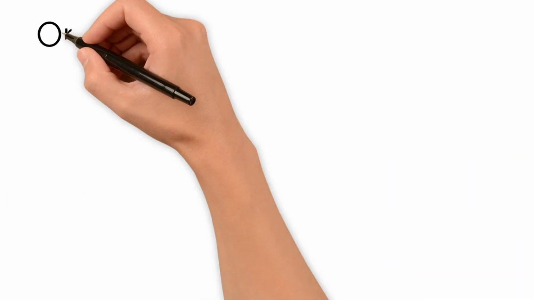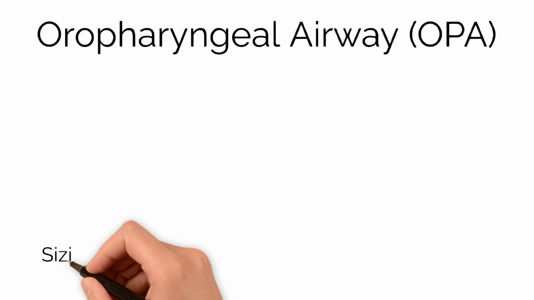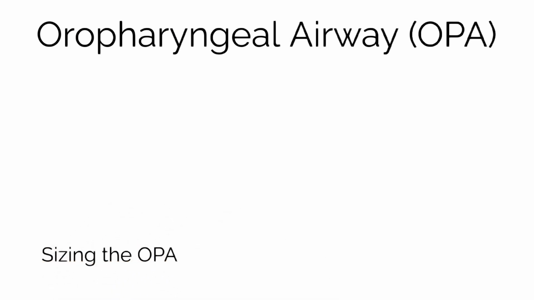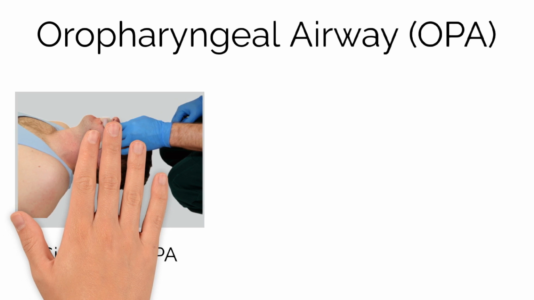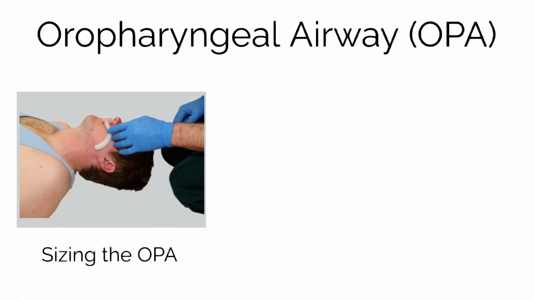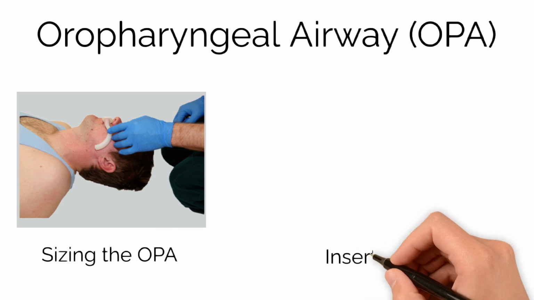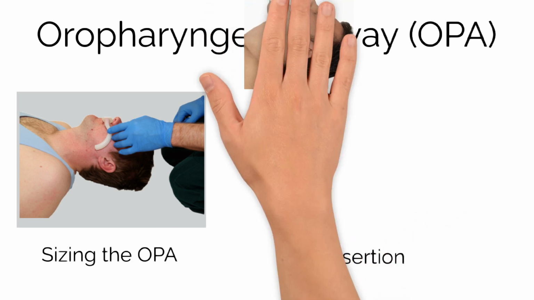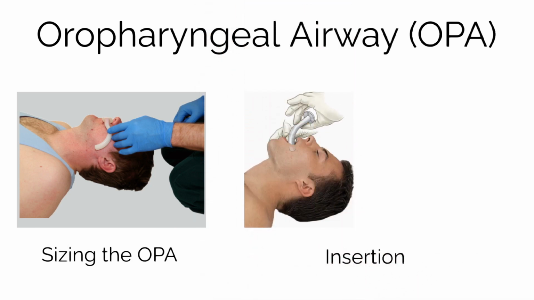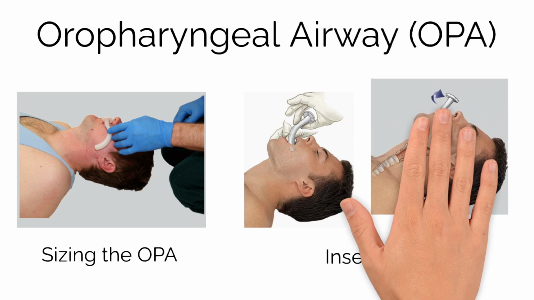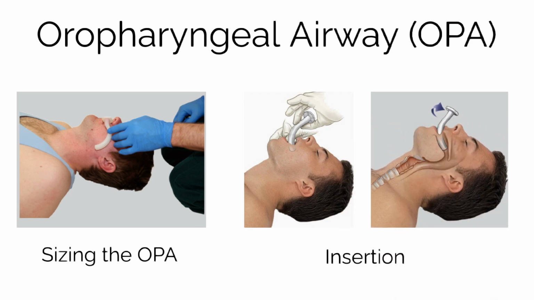Next, let's talk about airway adjuncts. The oral pharyngeal airway, or OPA, keeps the airway open by preventing the tongue from blocking it. Measure from the patient's earlobe to the corner of the mouth to find the correct size. Insert the curved side facing the roof of the mouth, then rotate it as you advance it. This positioning helps secure it safely.